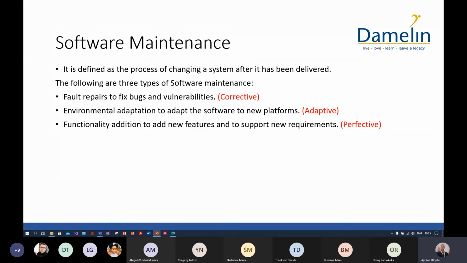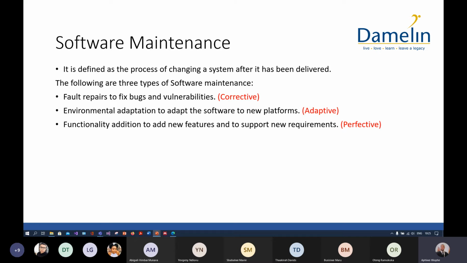And then also environmental adaptation, to adapt the software to new platforms. So we've built the software and then a new operating system comes out. So adaptive maintenance is us trying to adjust or be able to cater for users that are using that new platform. And then perfective, functionality addition to add new features and to support new requirements.